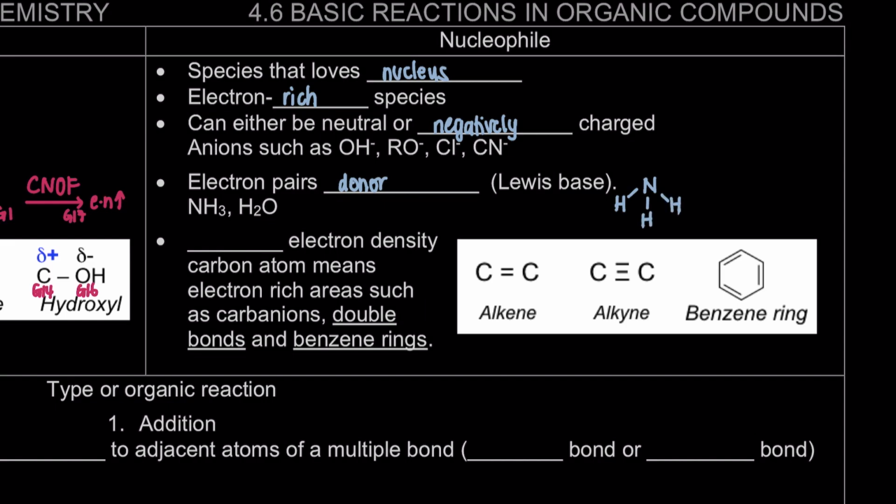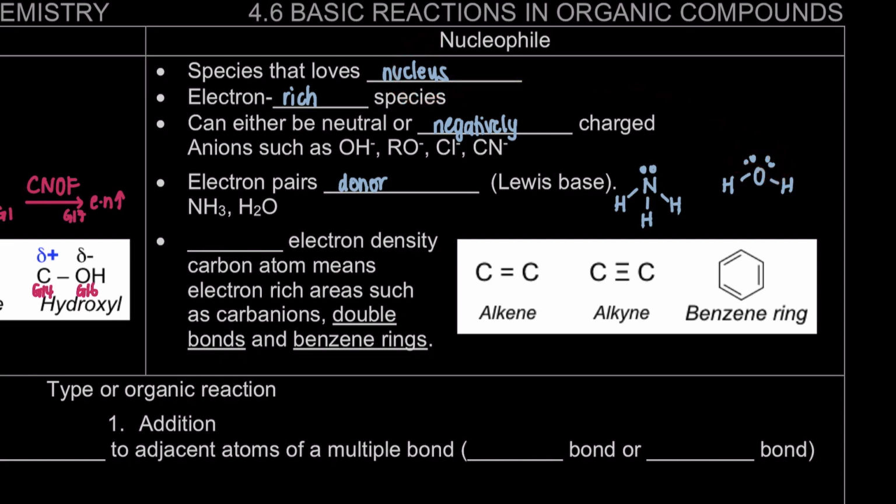Okay, with the lone pair. So again, due to the presence of lone pair, we call it an electron-rich species. The same goes for H2O. For H2O, again, the shape is like this. So it's the same, where the presence of lone pair means that it is an electron-rich species. So it is a nucleophile.